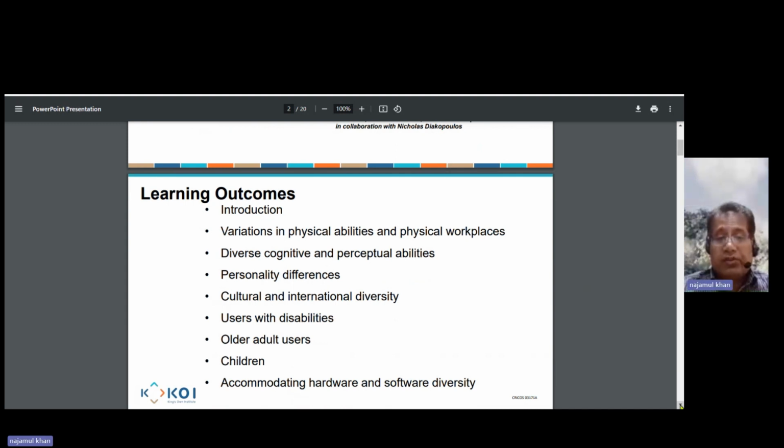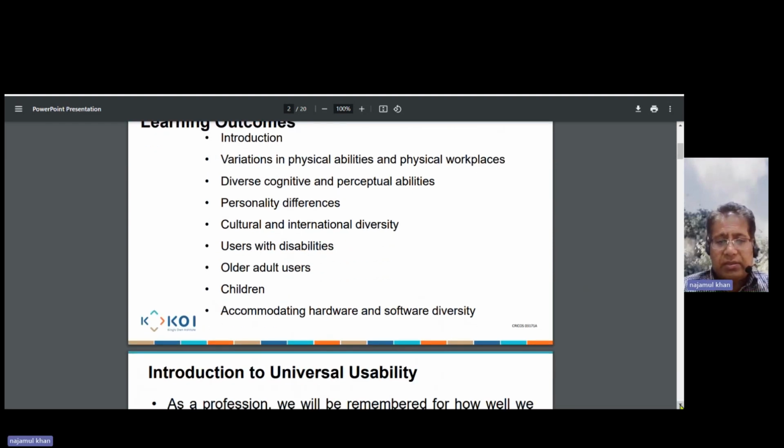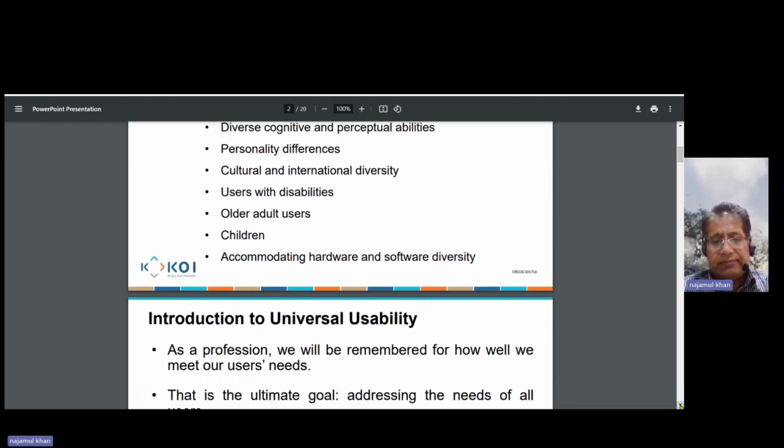We're going to look at variations in physical abilities and physical workplaces, diverse cognitive and perceptual abilities, personal differences, cultural and international diversity, users with disabilities, older adult users, children, and how to accommodate hardware and software diversity. Okay, let's get into our slides here.